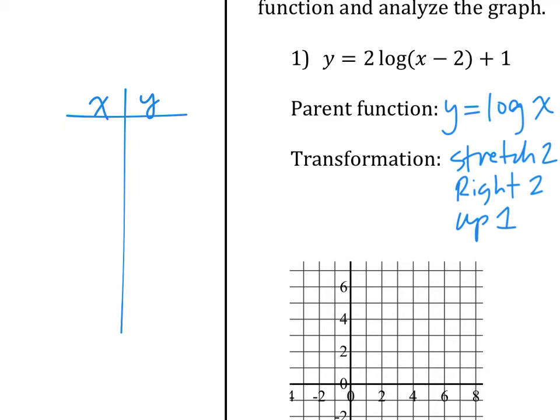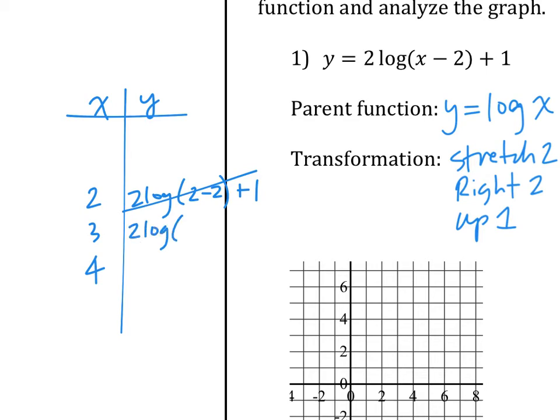So we want to be able to choose points that make sense. So since we moved right 2, you should start at 2. Just like when you are doing the exponential function, you want to be smart about the numbers you choose. I'm just going to go higher. I don't need to go lower than 2 because I know that there's nothing that's going to happen. 2 is my asymptote. Okay, so 2 log 2 minus 2 plus 1. That's going to give me log 0, so nothing's going to happen there. That's my asymptote. 2 minus 2 is going to be 0. Log 0 is nothing. So let's try 3.